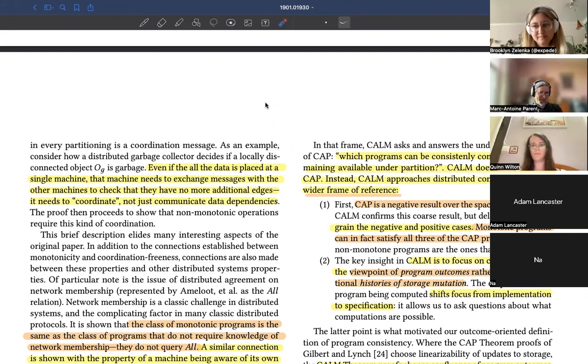If you're non-monotonic, then you need coordination. That's the crux. Yeah, so I think one maybe good intuition on this is, let's say that you have a mutable register and it's not using a CRDT with tombstones underneath. You're just setting new values on it.